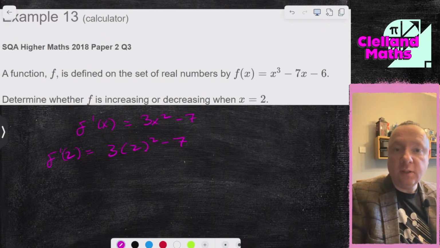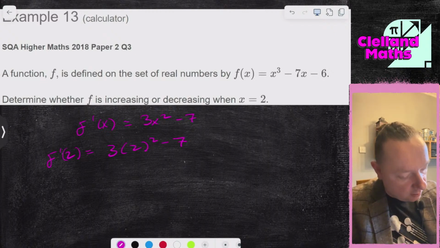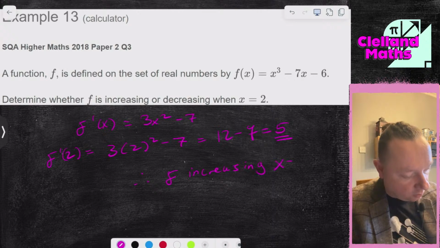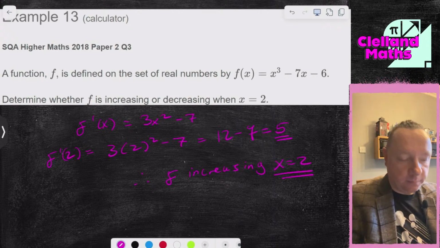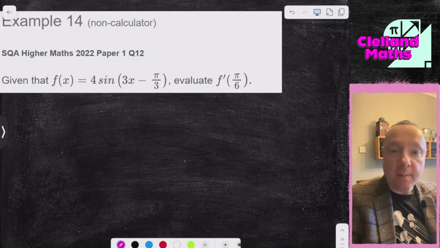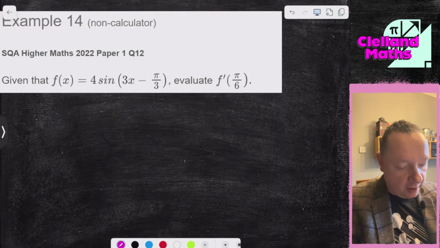And if that's positive, it's increasing. If it's negative, it's decreasing. So 3 times 2 2's is 4 is 12 minus 7 is 5. I knew it was 5 and I wrote 5, but I mean 7. 12 minus 7 is 5, and therefore f is increasing at x equal to 2. And we're done there. Let's move on to the next one, example 14. SQA Higher Maths 2022, paper 1, question 12.